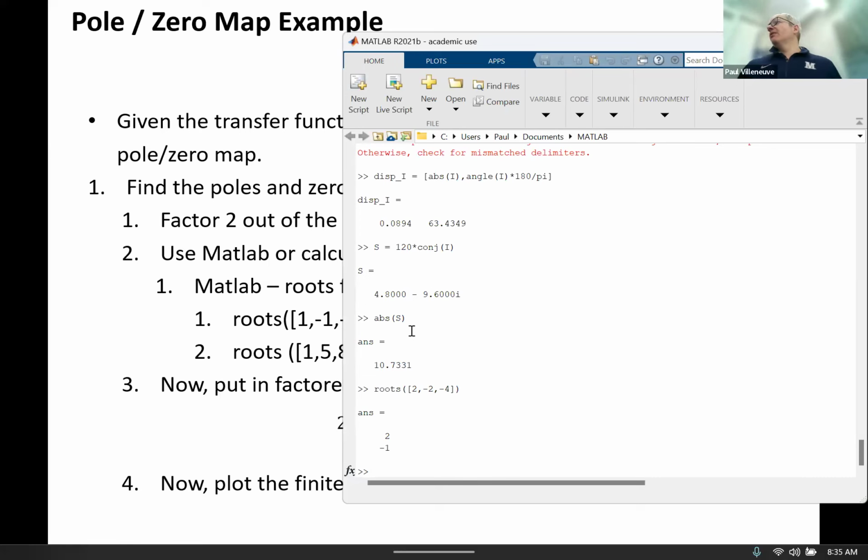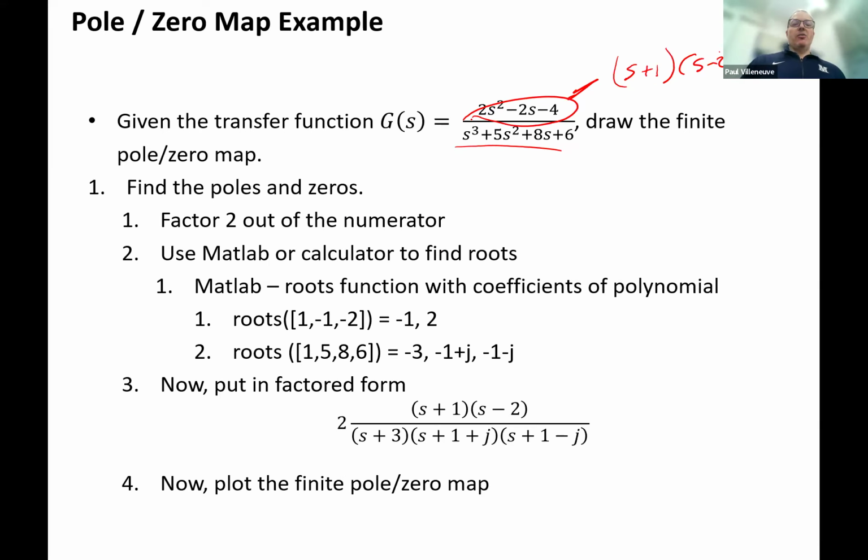Yeah, you just divide by 2. So I can divide the 2 out. You don't even have to. You can leave it in and it'll end up getting the same results. Because if I move a 2 out front over here, it doesn't change the fact that the roots are always going to be S +1 and S -2. Okay.